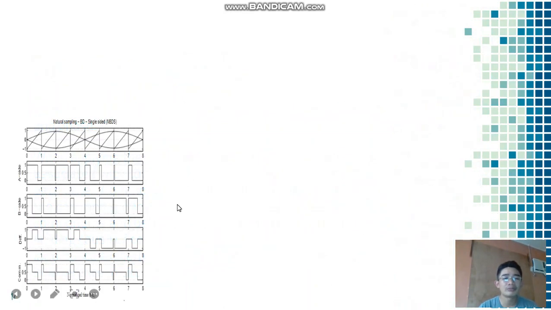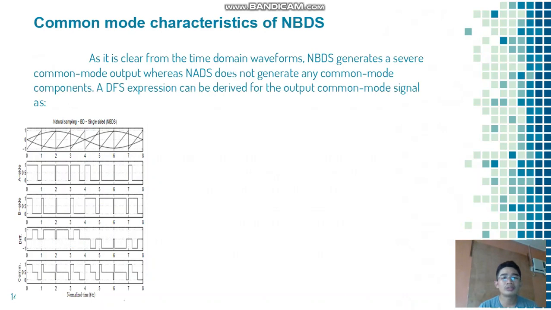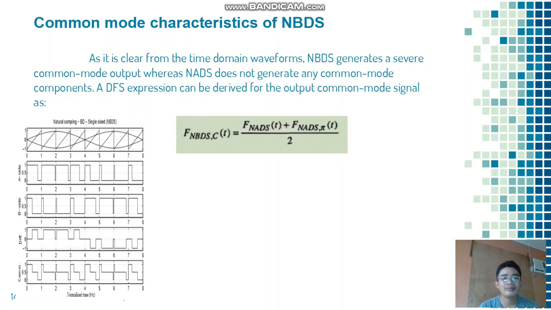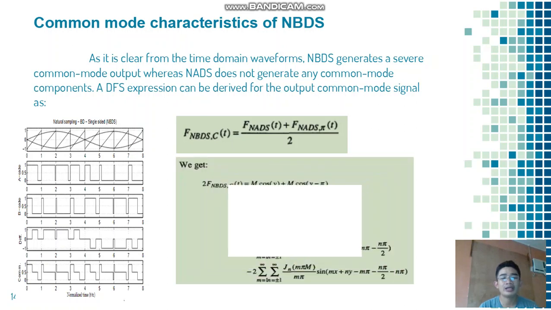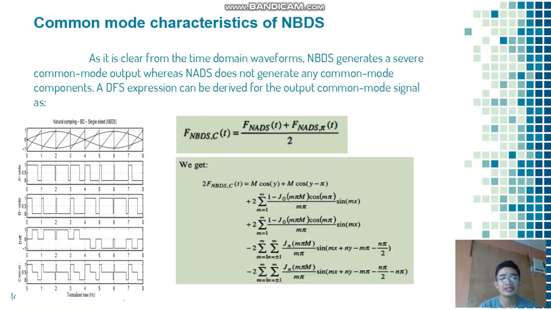This is how the waveform looks. Common mode characteristic of NBDS. It is clear in the time domain waveform. NBDS generates a severe common mode output, whereas NADS does not generate any common mode components. A DF expression can be derived from the output common mode signal as f_NBDS,C(t) is equal to f_NADS(t) plus f_NADS(t + π/2). And this is how we get it.